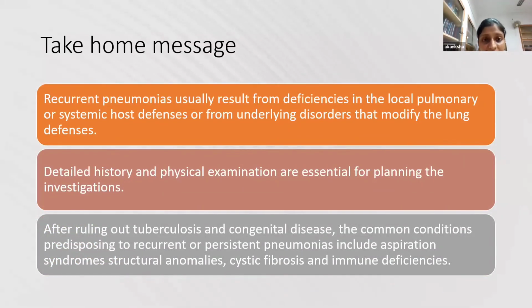So therefore, my take-home message is recurrent pneumonias usually result from deficiencies in the local pulmonary or systemic host defenses or from underlying disorders that modify the lung defenses. Detailed history and physical examination are essential for planning investigations. After ruling out tuberculosis and congenital heart disease, the most common conditions predisposing to recurrent or persistent pneumonias include aspiration syndrome, structural anomalies, cystic fibrosis, and immune deficiencies.